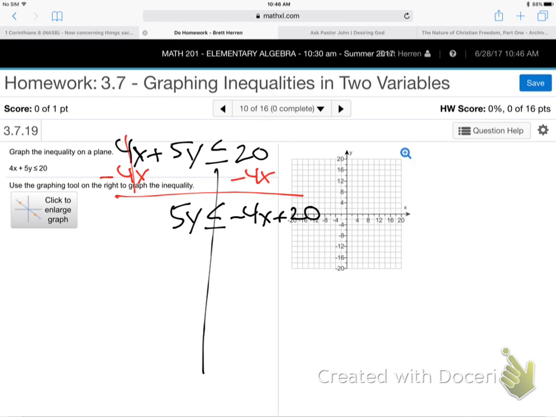So far, so good. Just subtract that 4x from both sides. And then what's the next step? It's just divide, right? Divide by 5, divide by 5, divide by 5. And 20 divided by 5 is 4. We all good to there? Everybody happy?